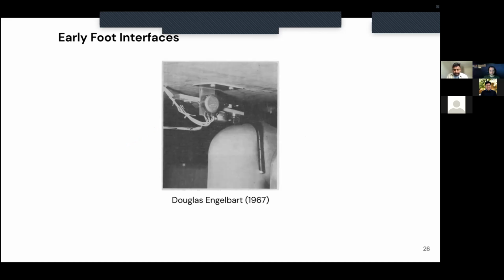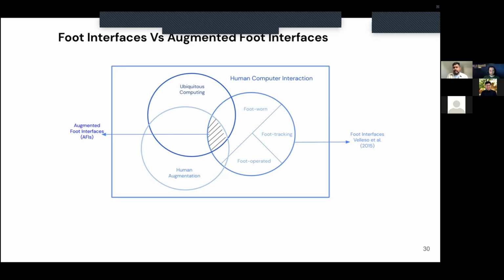Although shoes were used as wearable computers at a very early stage, after that most of the early foot interfaces were used as foot operated interfaces, similar to a mouse device. This one was developed by Douglas Engelbart, and it was used to control the cursor of a mouse using a foot operated device. I started looking at some of the early foot interfaces, and you can see most of them were either foot operated, foot tracking, or foot worn interfaces.